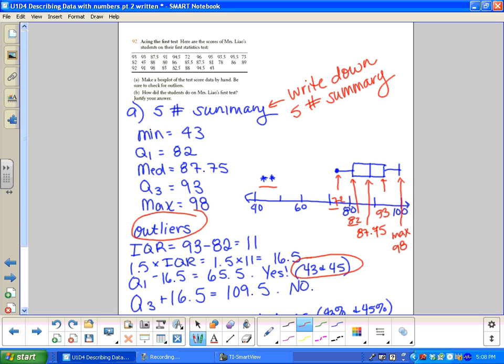My Q1 was 82, Q3 was 87.75, my max was 98. My max was not an outlier, so I marked that with my little stick. And then this said, how did the students do on Mrs. Lau's first test? Justify your answer.